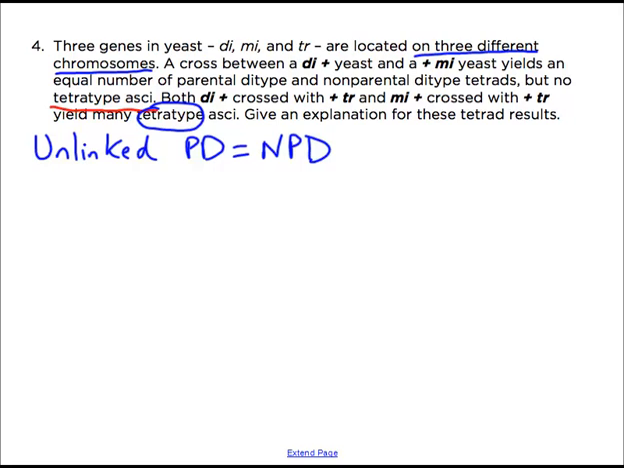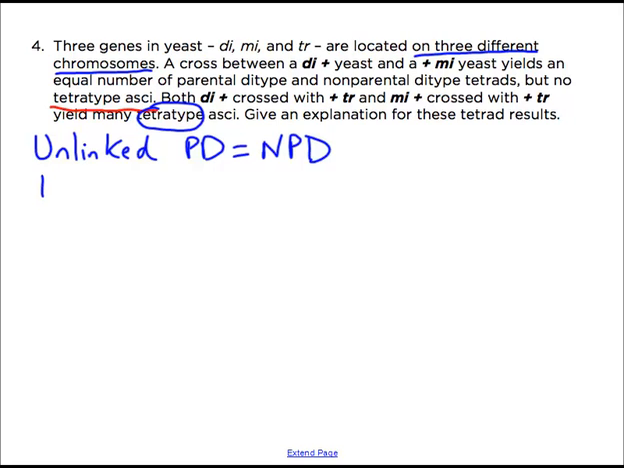So we really want to ask ourselves is, when genes are absolutely unlinked, how could you even possibly get a tetratype? Because when 2 genes are linked, how do you get a tetratype? You get a tetratype when crossovers occur in between the two genes, right? In fact, that's one of the ways we map.